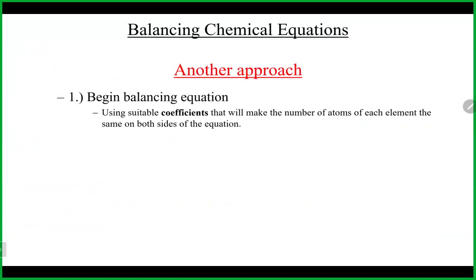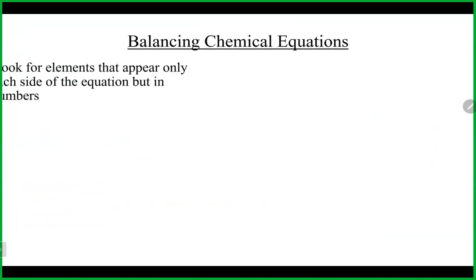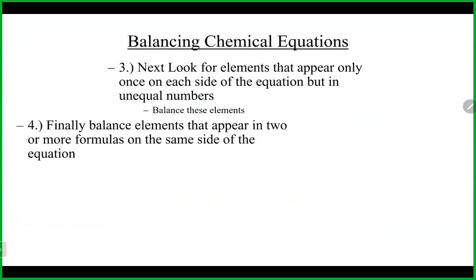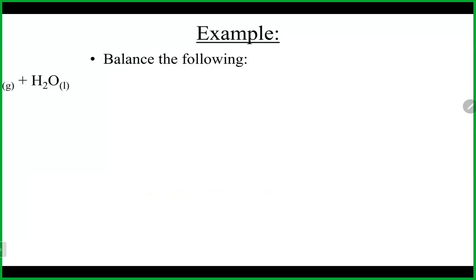Here's another approach in case you like it better. I would say most people go with trial and error, kind of throw some numbers on one side, then the next, and get it to balance at that point. So let's see how we go about doing this. And here are a few more of those steps. All right, let's take a look at this one together.